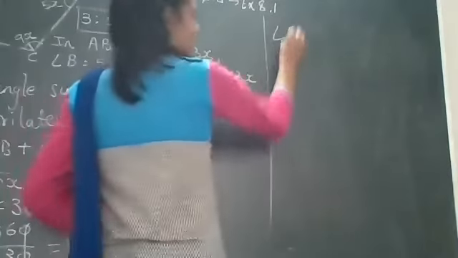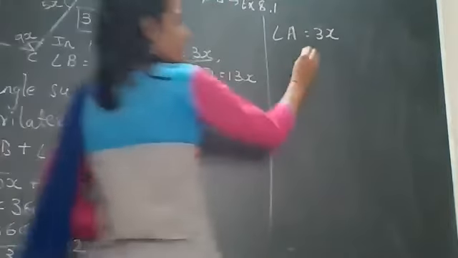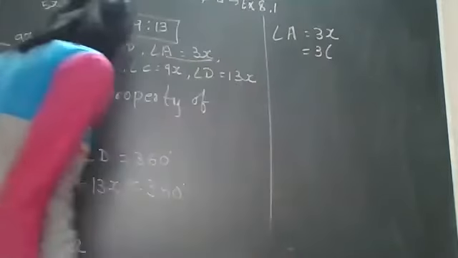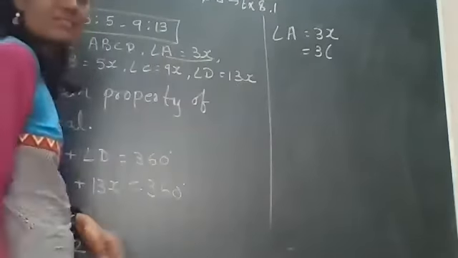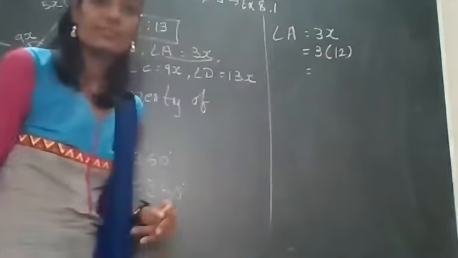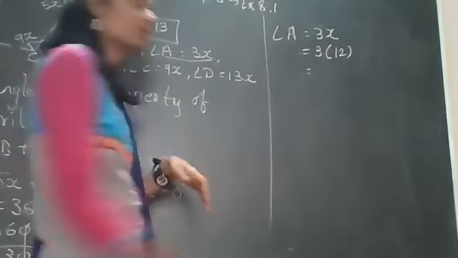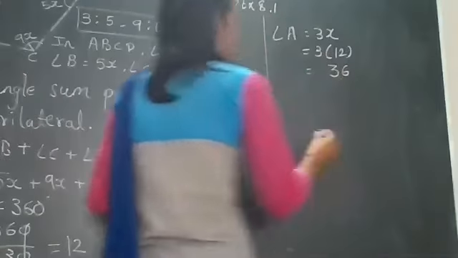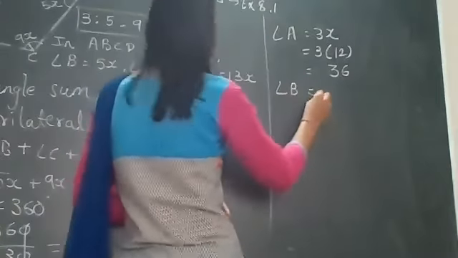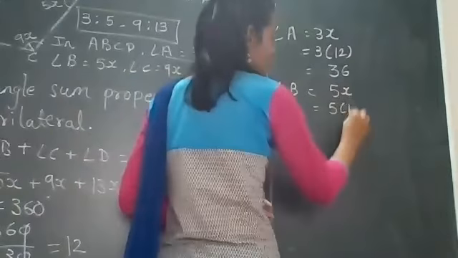Now angle A is equal to 3x, right? So we have to put the value of x, which is 12. So 3 into 12 is 36. Angle A is 36.